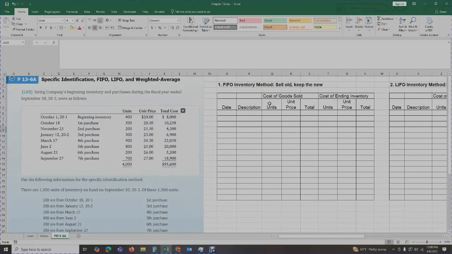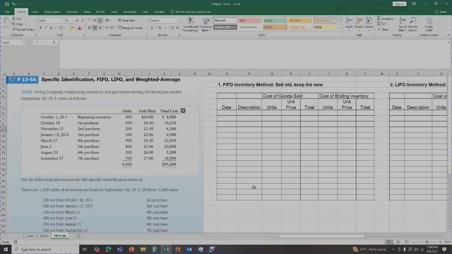Okay, so for FIFO, you sell the old, you keep the new. I like to work on these problems backwards. We have to solve for two different things: our ending inventory, which is over here, and the goods that we've sold. So I need to figure out which of the items I still have in my ending inventory. Once I figure that out, then everything else that I had purchased must have been sold.